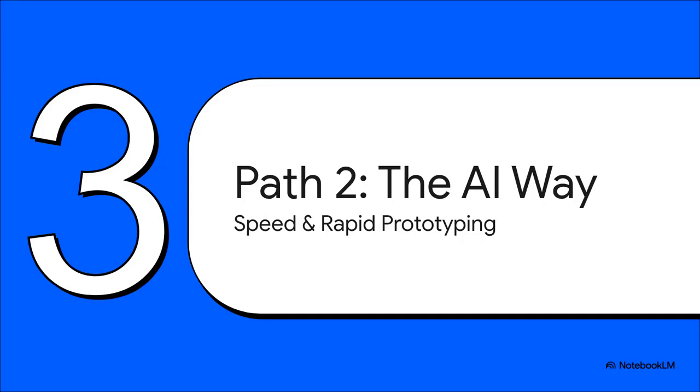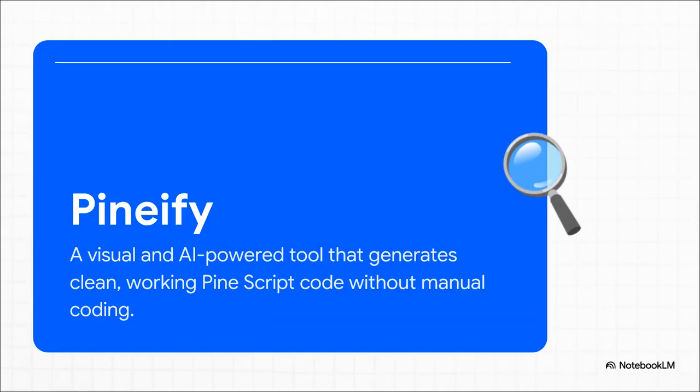But what if you don't have 40 minutes? What if you need speed? What if you want to test ideas as fast as you can think of them? Well, let's jump over to path 2, the AI way. This is the innovator's path, and it's all about speed and rapid prototyping. And for that, we're going to talk about a tool called Pineify. The best way to think about it is like your personal Pinescript copilot. It's a visual AI-powered tool that actually writes the code for you.